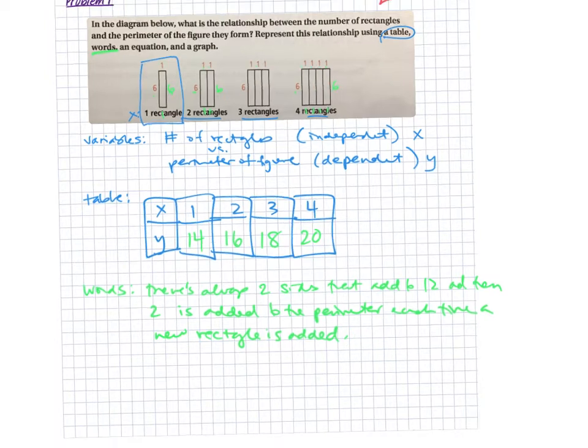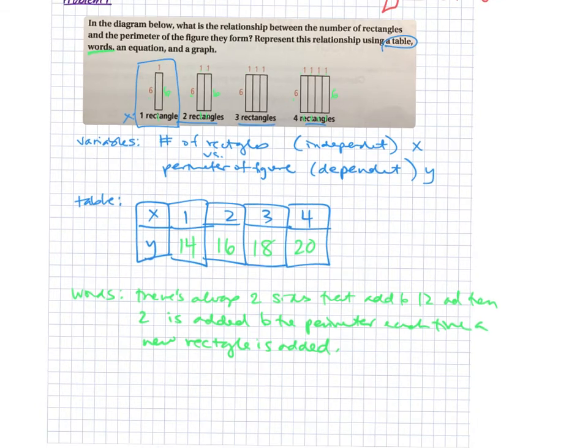But let's think about what that says in real time. There's always 2 sides that add to 12, right? You're always going to have these 2 sides. So you always have 12. And then each time you add a rectangle, there's going to be 2 added to the perimeter, right? So with 1 rectangle, you have your 12, and then you add 2, 14. Then you have your 12, there's 2 rectangles, and so you have 1, 2, 3, 4 plus the 12. So every time you add another rectangle, you add 2 to the perimeter.